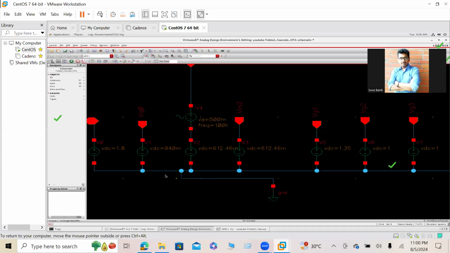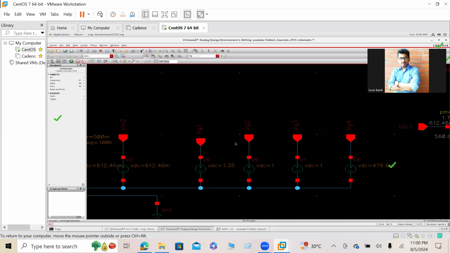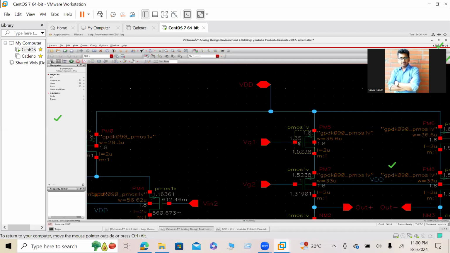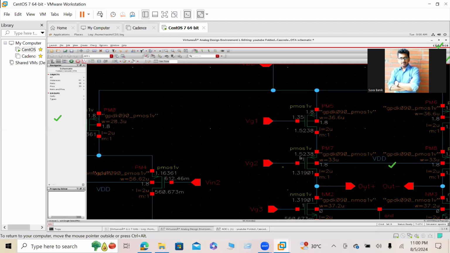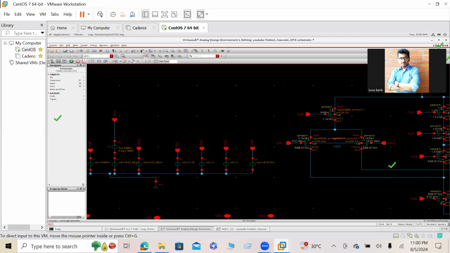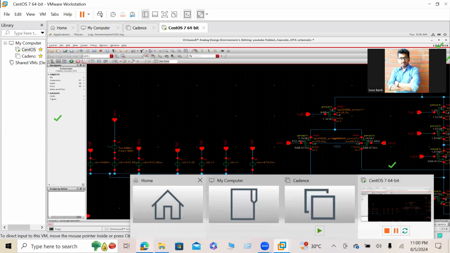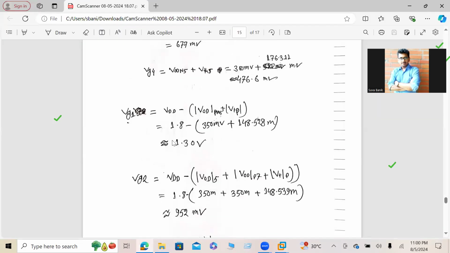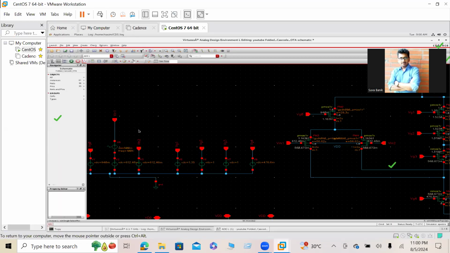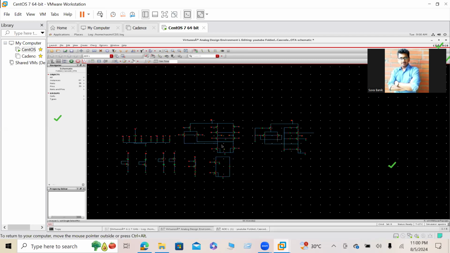What is VG2 here? VG1 is 1.35. As I explained to you, VG2 should be less than 1.35, and it is 1 volt here. This voltage is 1.32. This voltage is 1 volt. From calculation, we can also see my VG1 is higher than my VG2. So if I increase this voltage, I also increase this voltage to keep this transistor in saturation. I hope you understand whatever point I want to make here.